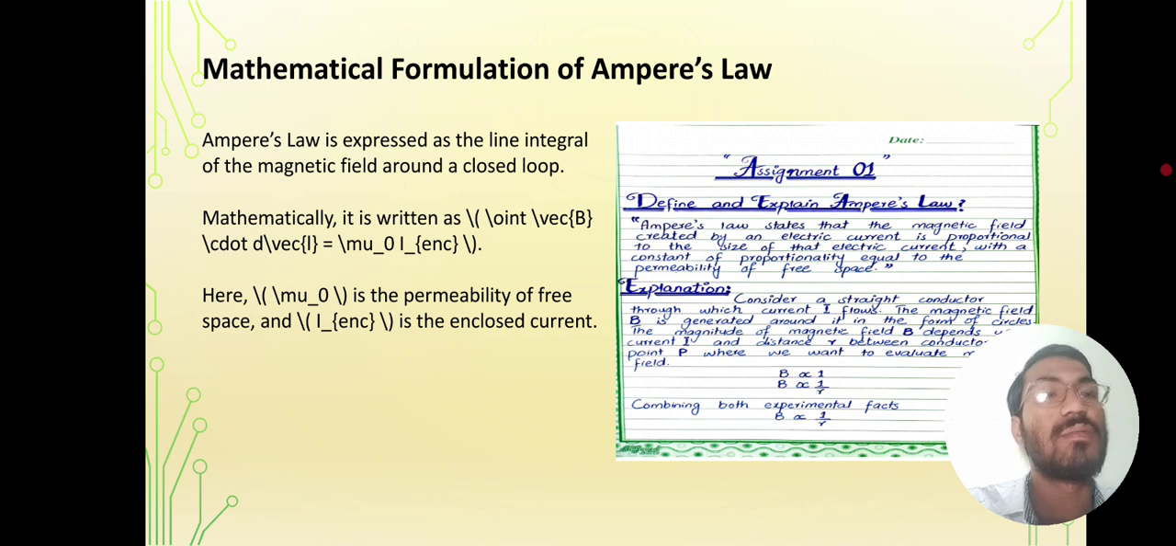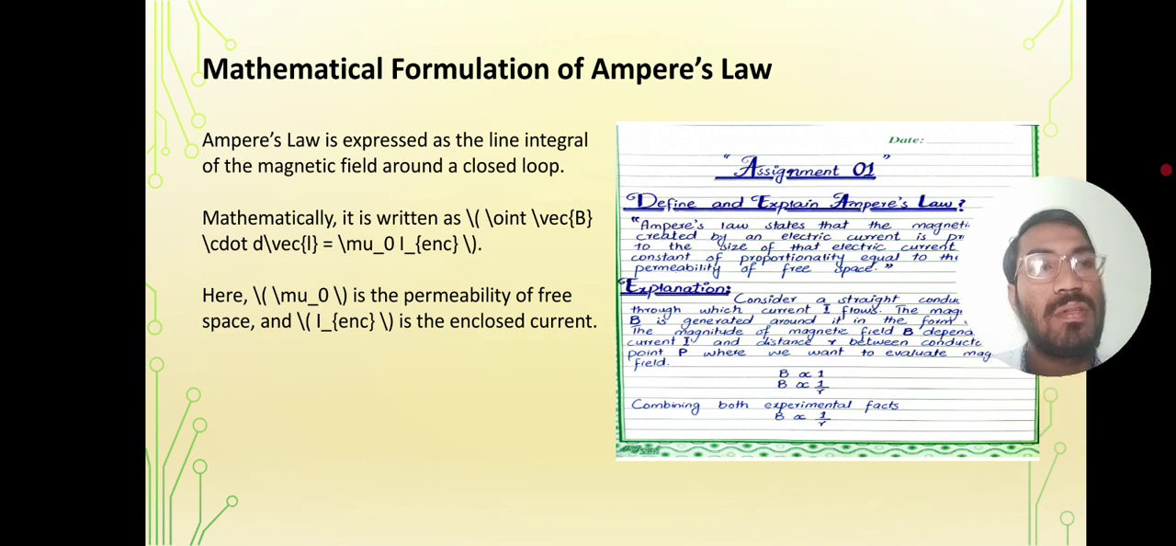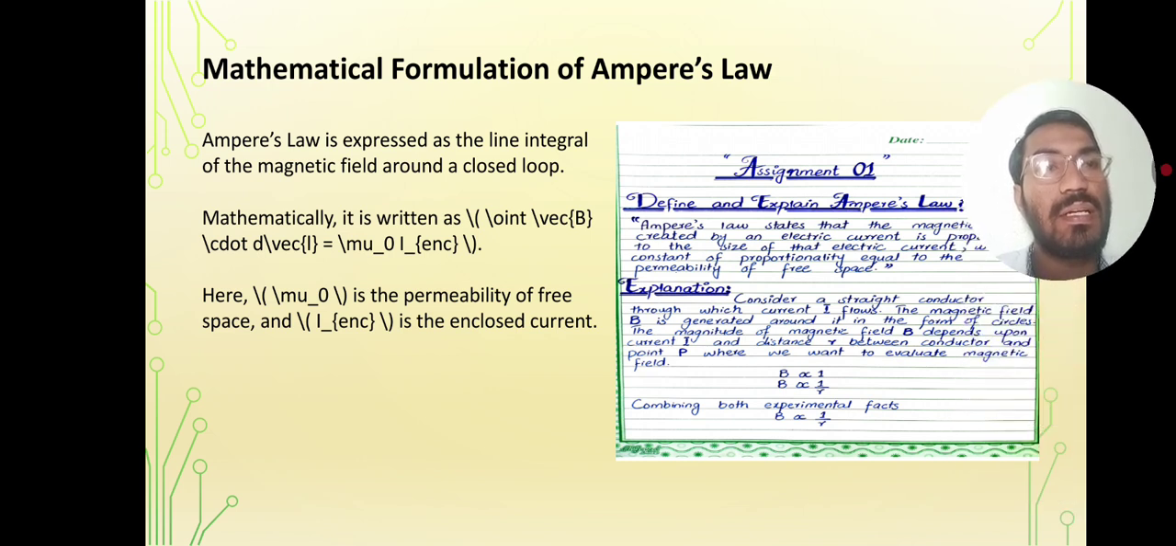The explanation: consider a straight conductor in which a current I flows. The magnetic field B is generated around the conductor. The magnitude of the magnetic field B depends upon the current I and the distance between the conductor and the point P where we want to calculate the magnetic field. B is directly proportional to 1 by r. Combining both facts, B is proportional to I by r.